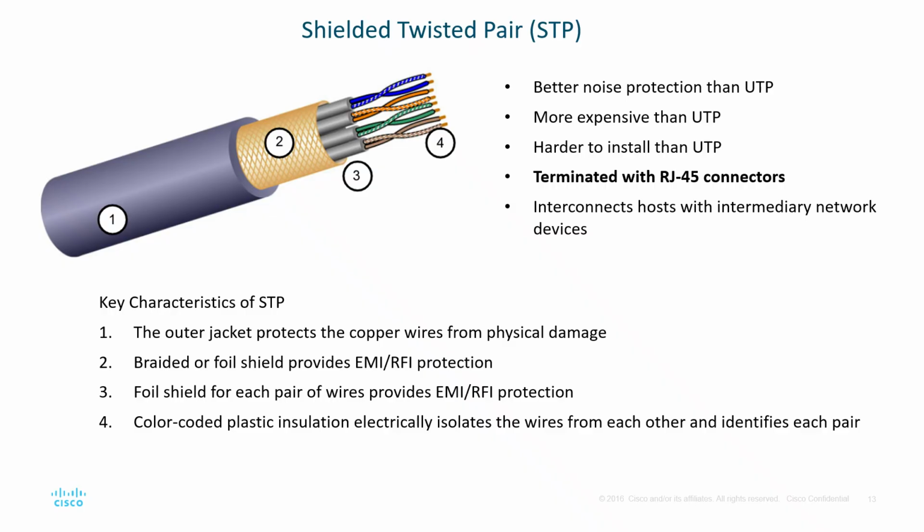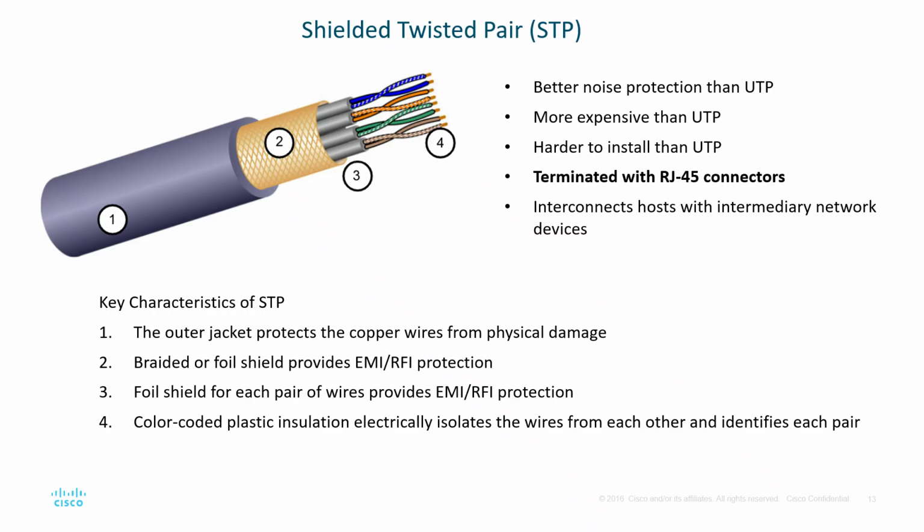Your shielded twisted pair has better noise protection than UTP. It is also more expensive than UTP and is harder to install than UTP. Also, however, it is terminated with an RJ45 and also interconnects hosts with intermediary network devices.